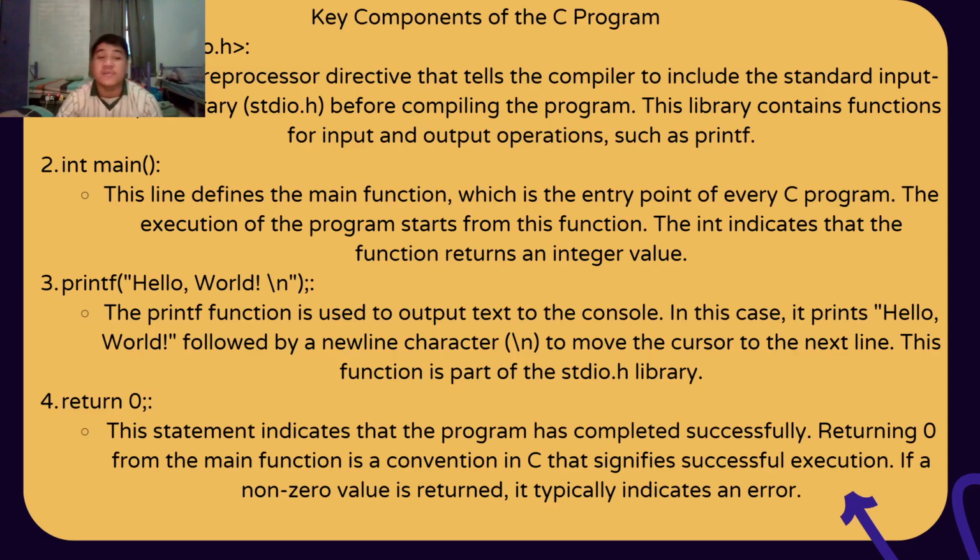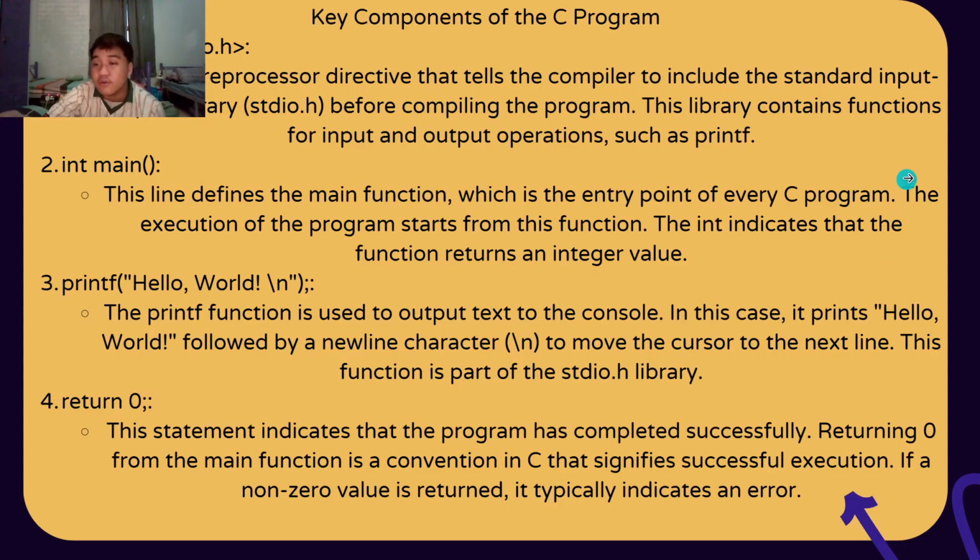As for the third one, it is printf. Its function is to output text to the console. In this case, it prints hello world followed by a new line character to move the cursor to the next line. As for the final one, it is return 0. It indicates the program has completed successfully. Returning 0 from the main function is a convention in C programs that signifies successful execution. If a non-zero value is returned, it typically indicates an error.